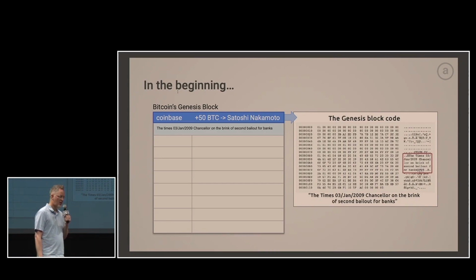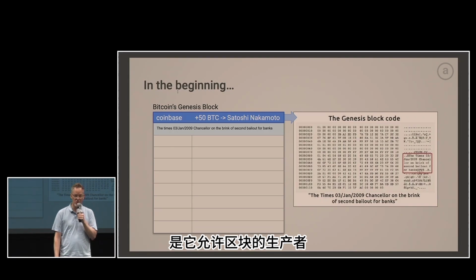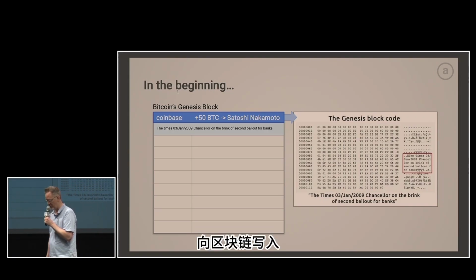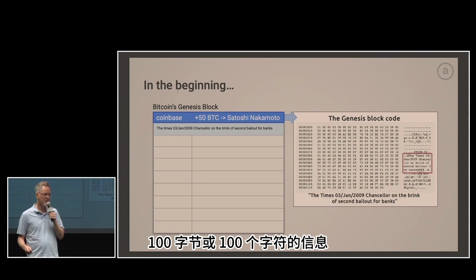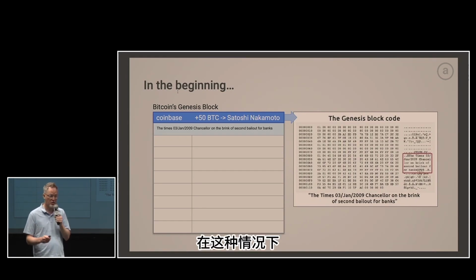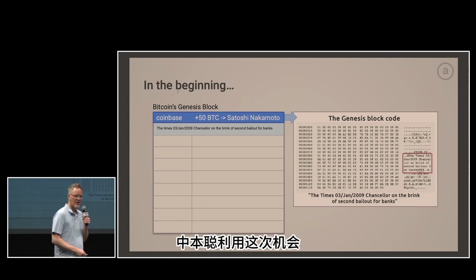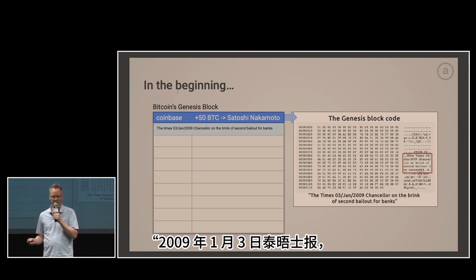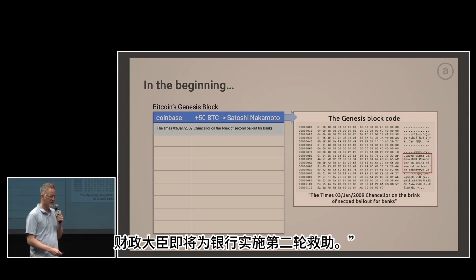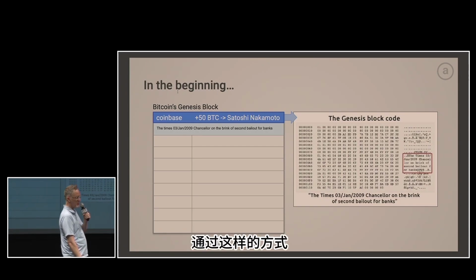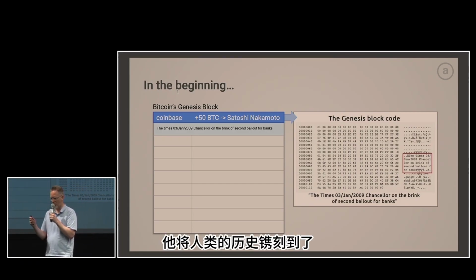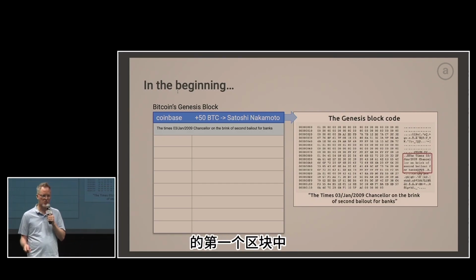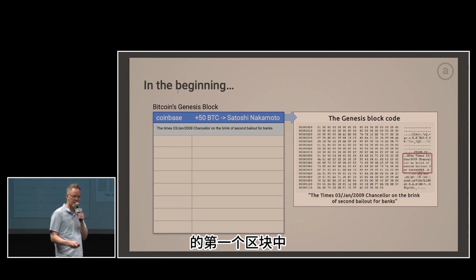Now, another special property of the Coinbase transaction is that it allows the block producer to write 100 bytes or 100 characters of information to the blockchain. And in this case, Satoshi took the opportunity to write the following quote: "The Times, 3rd of January, 2009, Chancellor on the brink of second bailout for banks." And in doing so, he inscribed human history into the very first block of the very first blockchain.